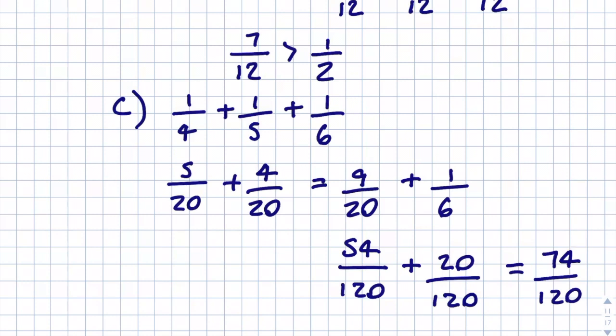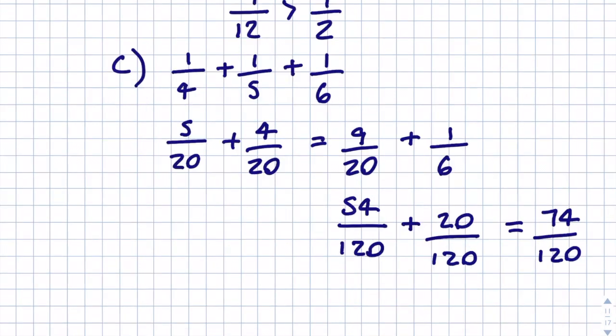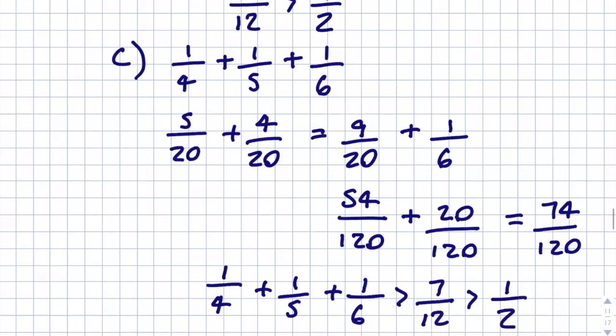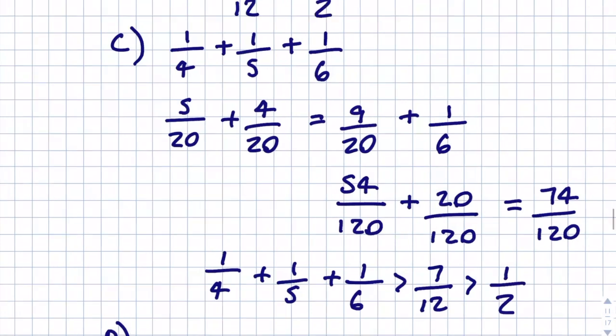So that means 74 over 120 is greater than 7/12. So we can say that 1/4 plus 1/5 plus 1/6 is greater than 7/12, which is greater than a half. Okay, and now you should start to see a pattern here.